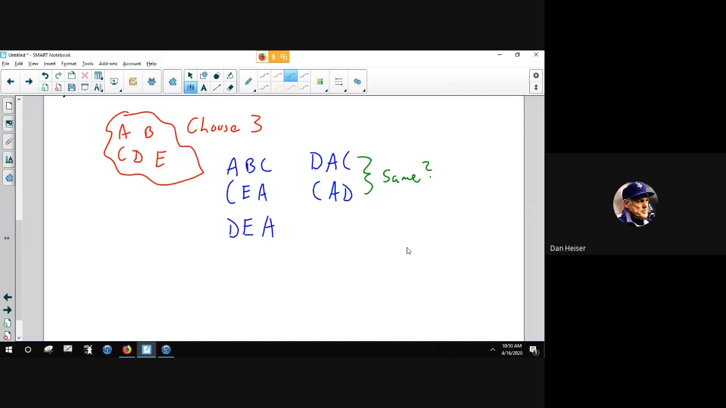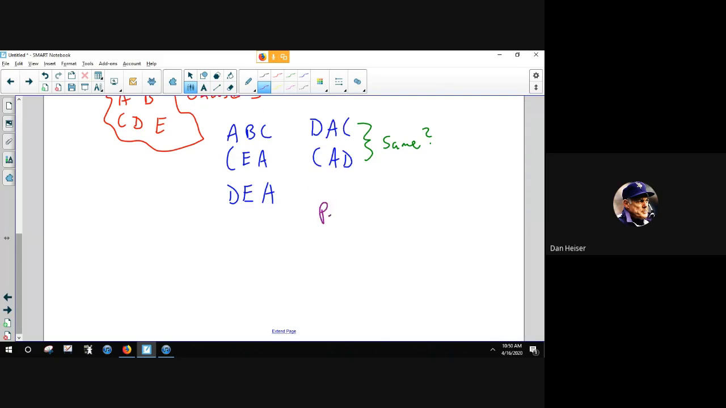Those are the 2 situations that arise. And the terms we have for them are permutation and a combination. A permutation, order matters. Combination, order does not matter.